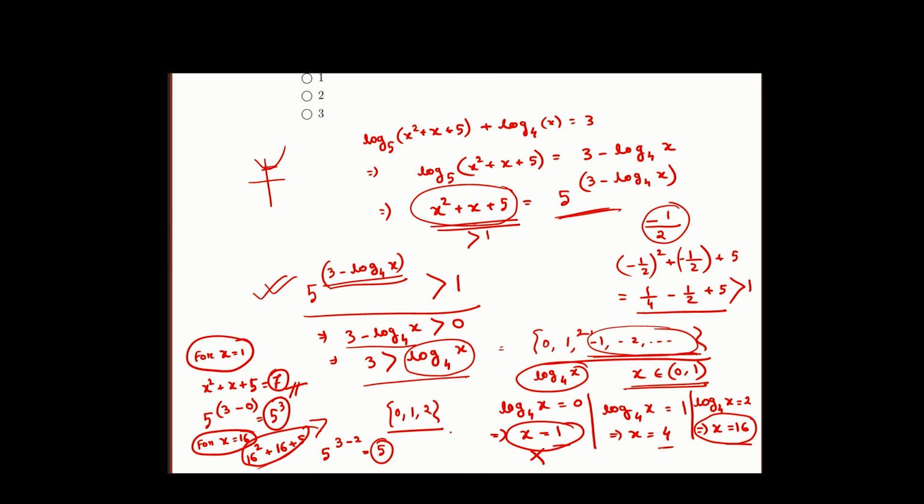And the last option is x equal to 4. So if we put x equal to 4 here, for the left hand side we will get 4 square plus 4 plus 5, which is 16 plus 4 plus 5, which is 25. And for the right hand side we will get 3 minus log 4 base 4, which is 1, so it is 5 square, again 25. So this satisfies the equation. So there is only one possibility, that is x equal to 4. So how many integers satisfy this? There is only one integer which satisfies it.